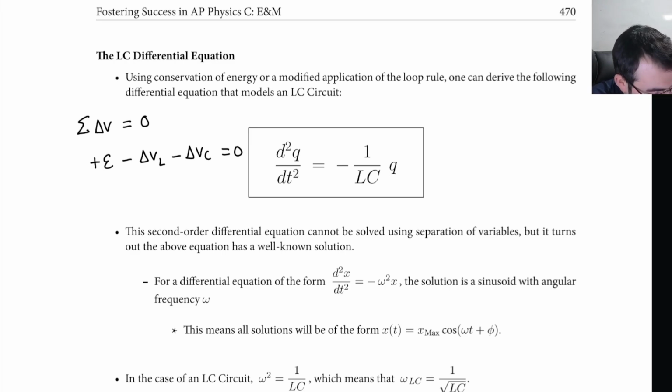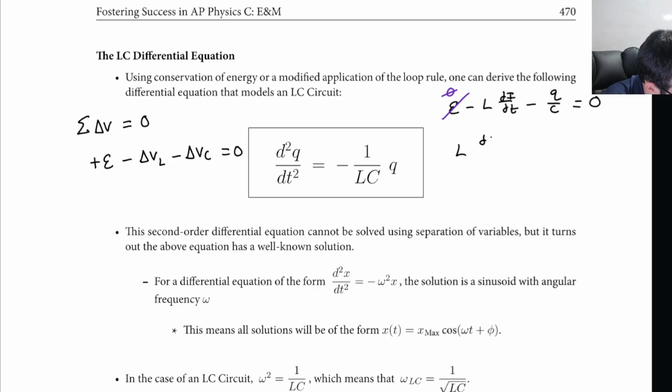But we have expressions for each of these things. The voltage drop across an inductor is L dI/dt. We have no battery voltage, so we don't have to consider that. And the voltage drop across a capacitor is Q over C. Then we can bring one of those terms to the other side, and we would get L dI/dt is equal to negative 1 over C times Q.